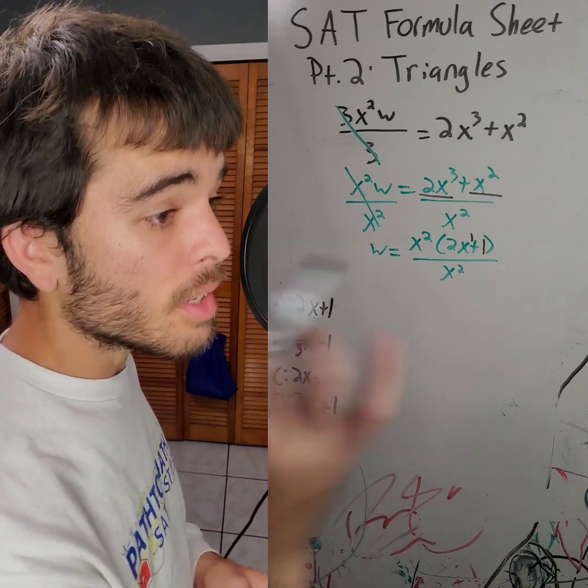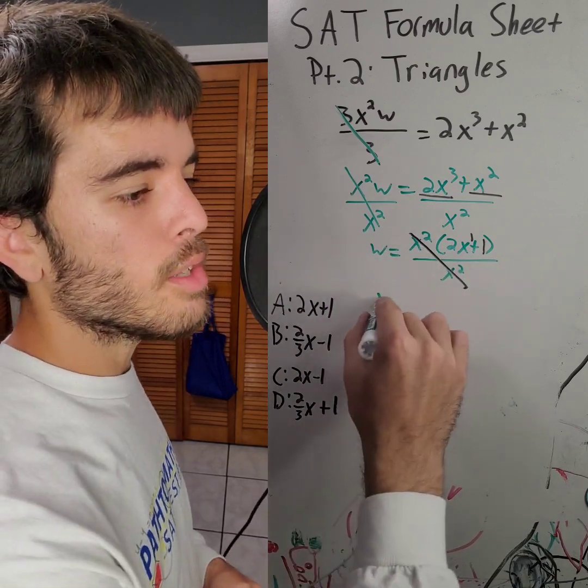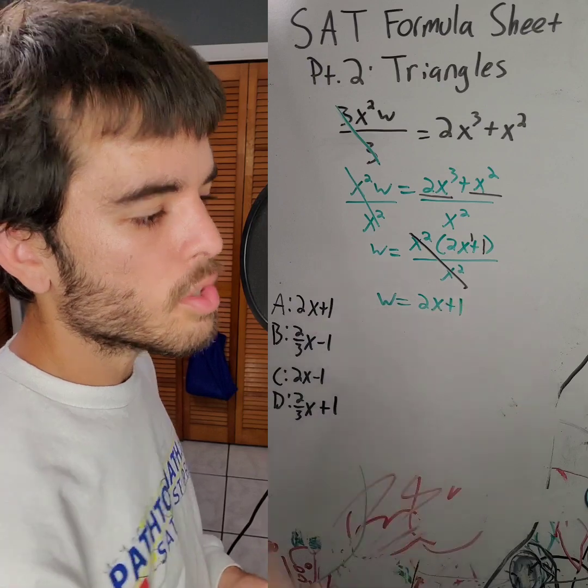But at this point, I could clearly see that the x squares will finally cancel out, giving me one last step. W equals 2x plus 1. So our answer is A.